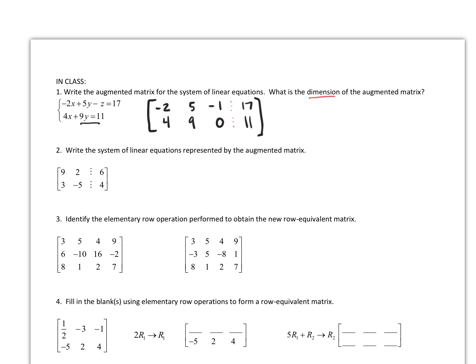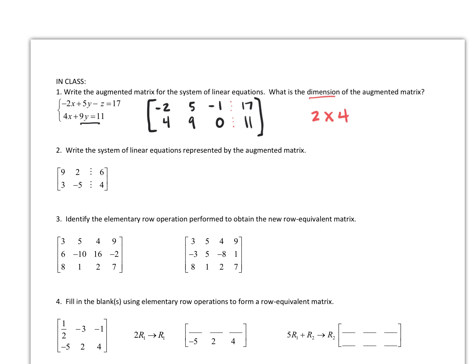How many rows? Rows are the horizontals, so how many rows? 2. Okay, so it's 2 by how many columns? 2 by 4. All right. So far, so good?